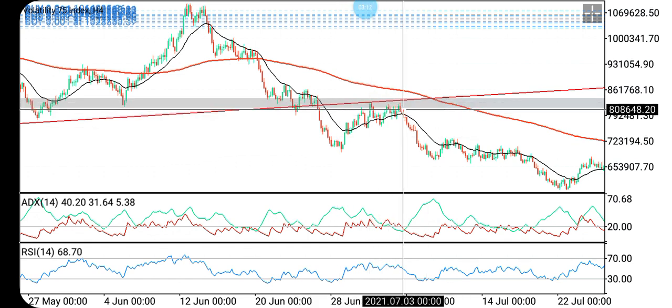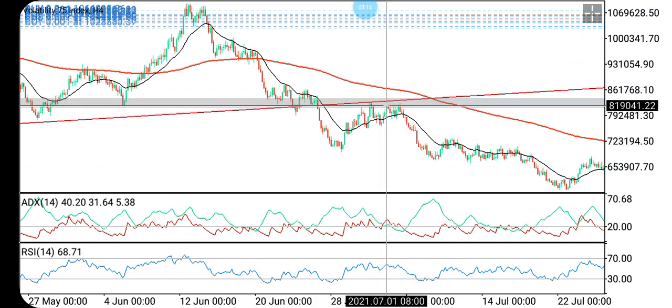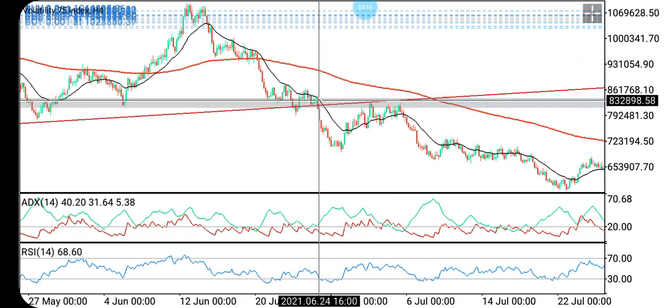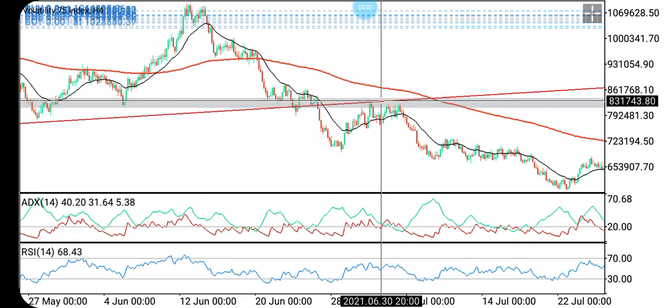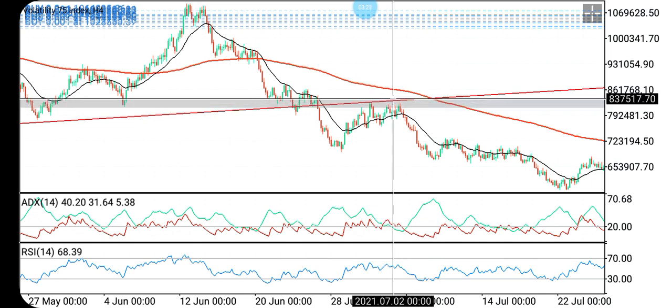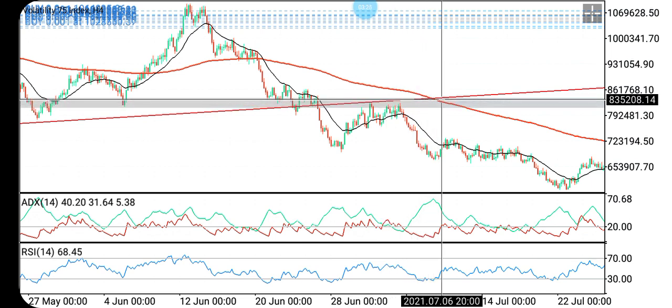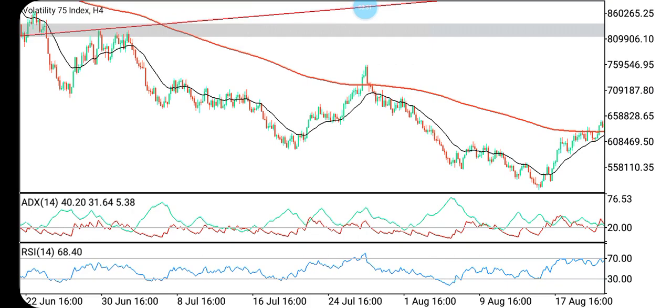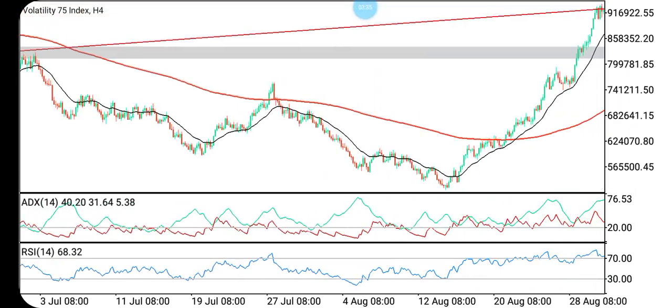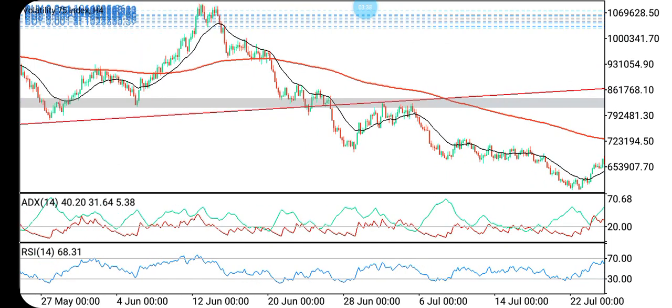You enter your market after seeing this retest. You understand? You enter your market after seeing this retest. You open your order here, you put your stop loss above. Now you'll be making all this down to here. You understand? So this is quite simple, very very simple for you guys to understand. Now this is for a selling opportunity.